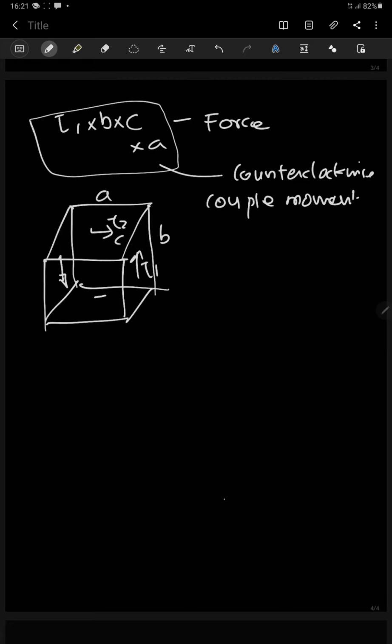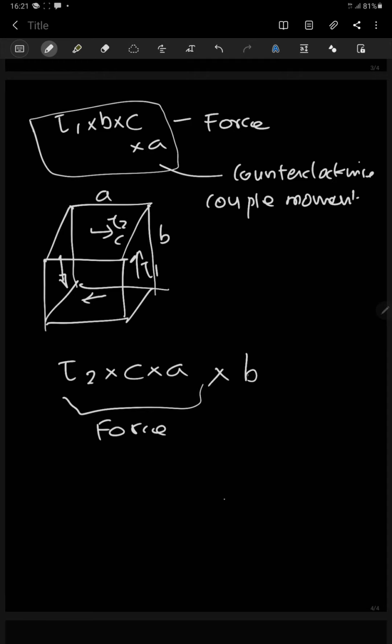And similarly, this tau 2 is going to produce a force which is equal and opposite in direction, and what is the force? So tau 2 multiplied by C and A is a force, multiplied by the perpendicular distance, that is B, is going to give you the clockwise moment, clockwise moment.